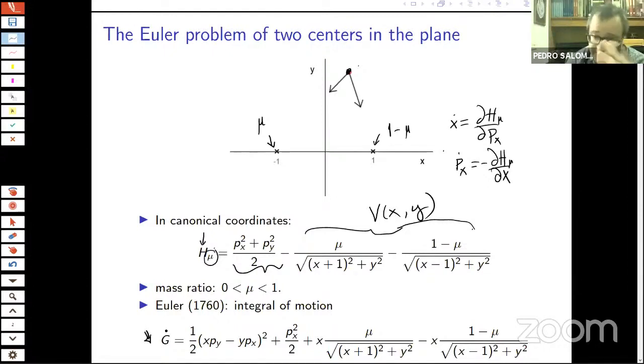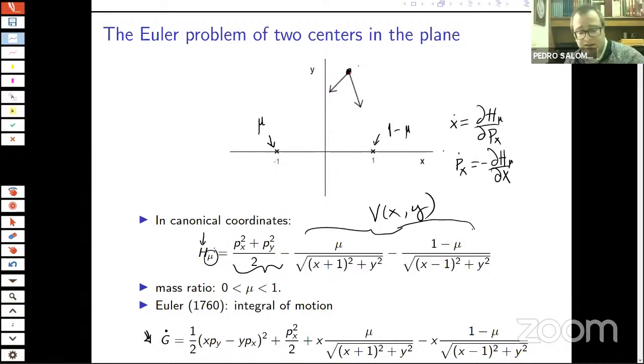And so the system is a flow on a four-dimensional space, and it preserves the energy, H. So in general, what we do is we fix the value of the energy, and we study the dynamics restricted to that energy level, which is a three-dimensional manifold in general.